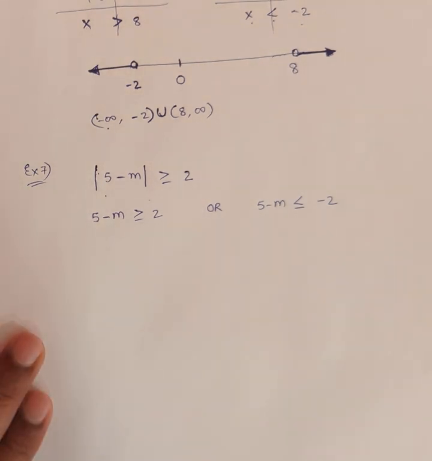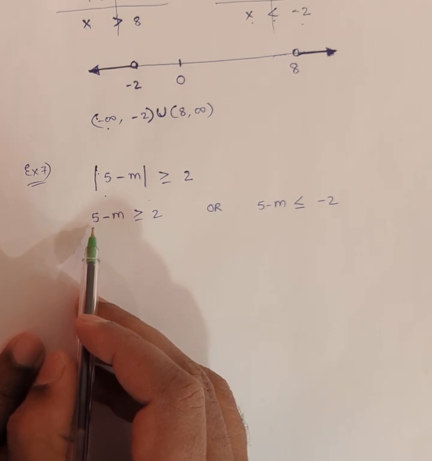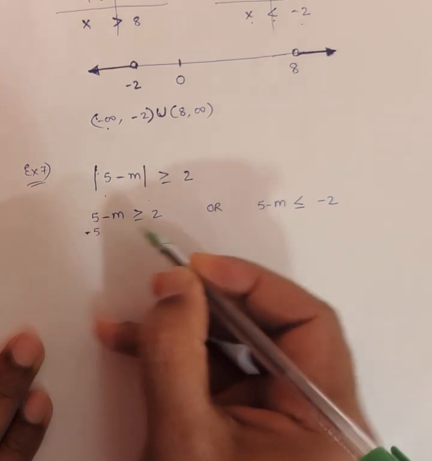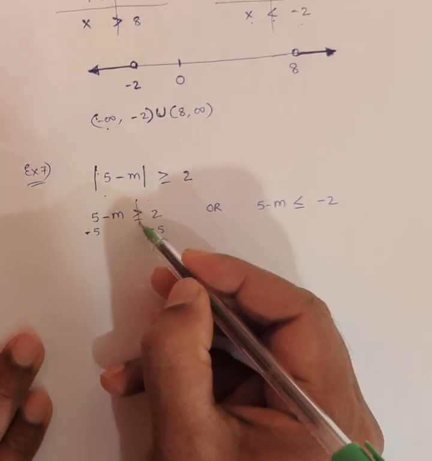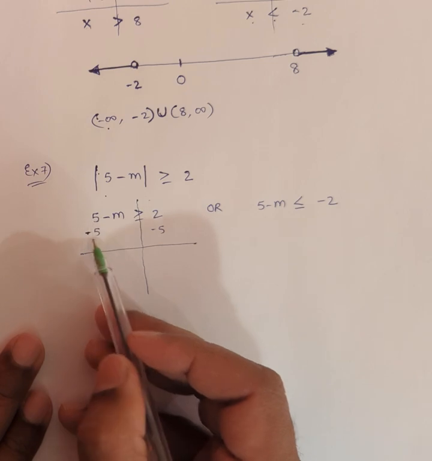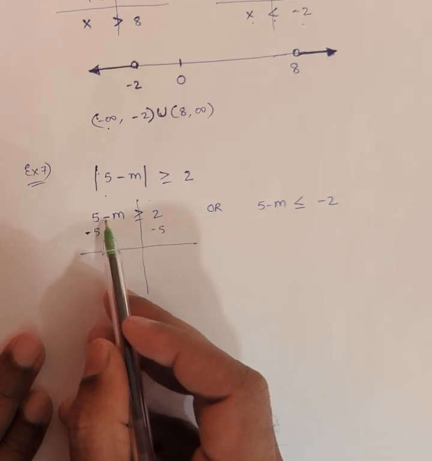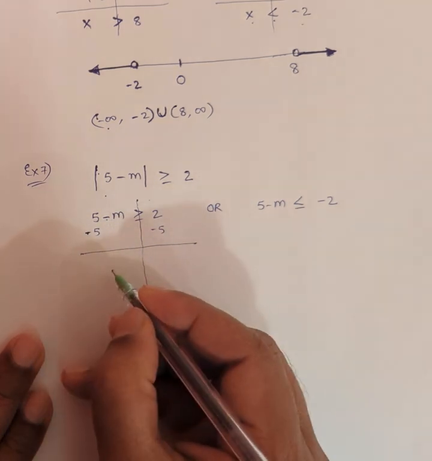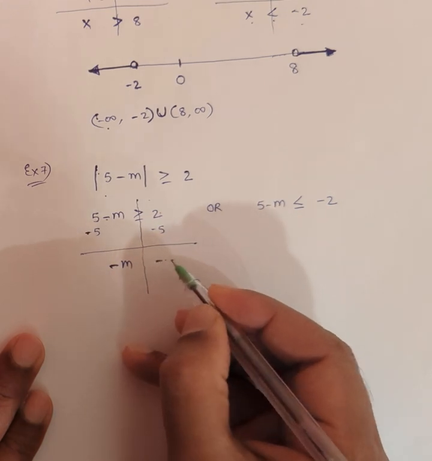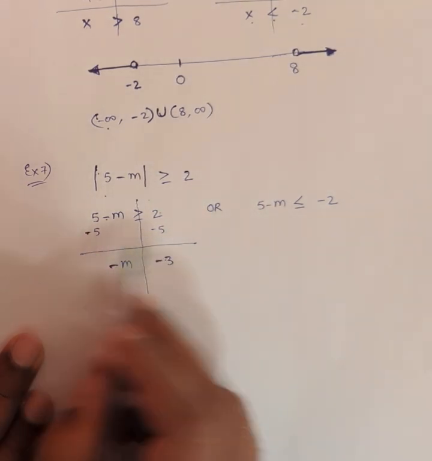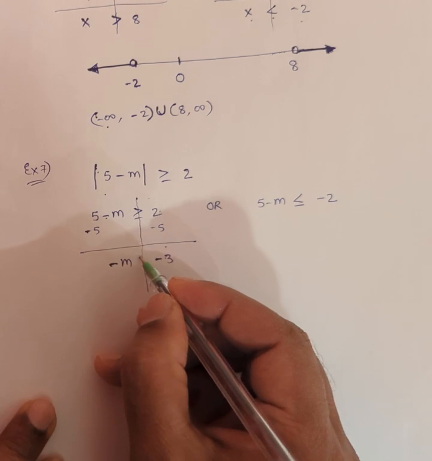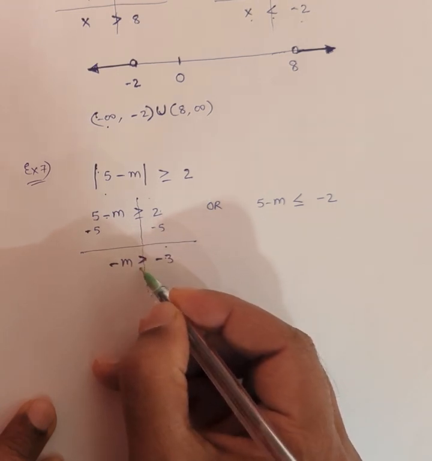Now I got to solve for m, which means I will get rid of this 5 first because that's a separate term. So to get rid of 5, I got to subtract 5 from both sides, and let's write down. On the left, 5 minus 5, they cancel each other out. Don't forget there is a minus in front of m, which means I'm going to have negative m, and 2 minus 5 is negative 3. Now if I subtract 5 from both sides of an inequality, it's not going to affect it, which means the inequality is still greater than or equal to.